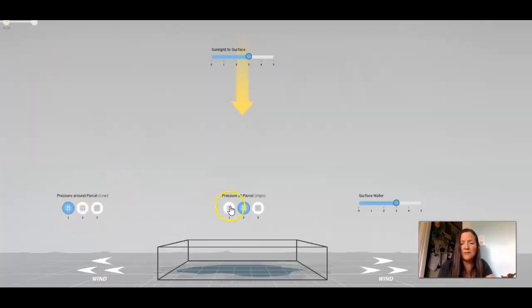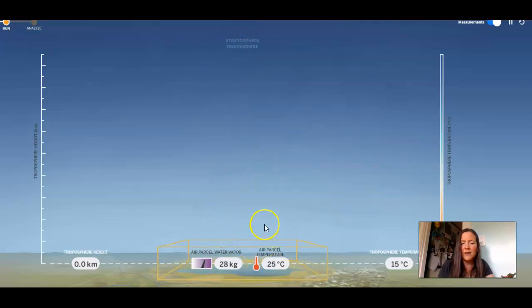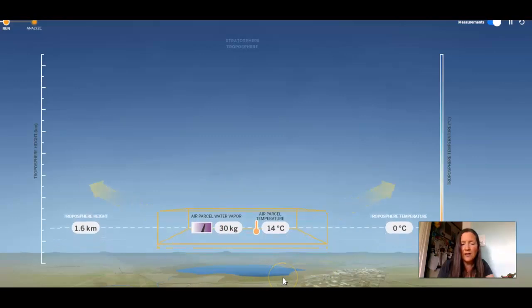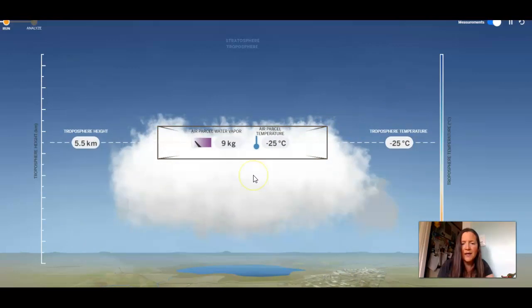Does it change? So if we have no wind, and our surface water is at 3, and our sunlight is at 3, let's see what happens if there's no wind. Okay, I still see my energy coming down from the sun. I see that my air parcel on the screen, there's some evaporating of the water. It's been pulled up. Energy's out. Oh, look, we're done. Do we have some rain? We have a little bit of rain.